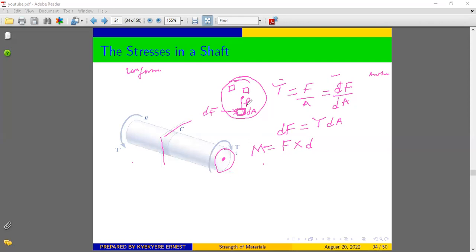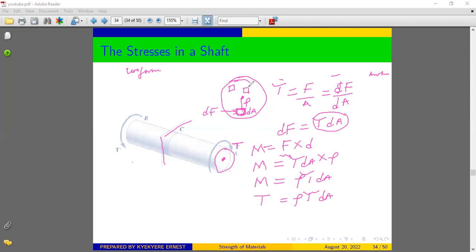So now if we want to get a moment from here, the moment of this small dA will be equal to the force which is applied there, and we have established that the force applied there is tau dA, the shear stress times dA. Our distance is this rho. So the moment will be equal to rho tau dA. And this moment is the same as the torque, which is the rotational force. So the torque is equal to the distance, represented with this rho, times the shearing stress, times the area dA.